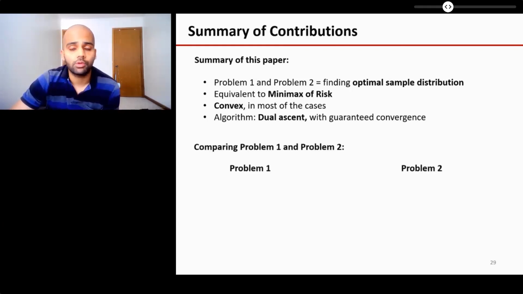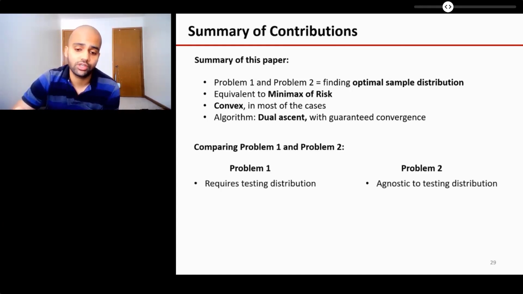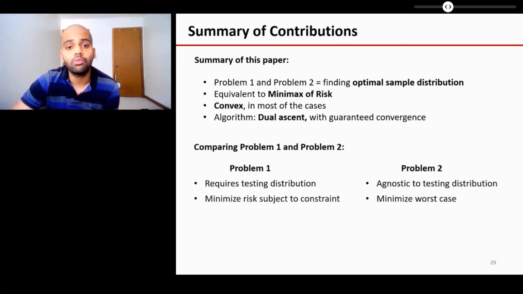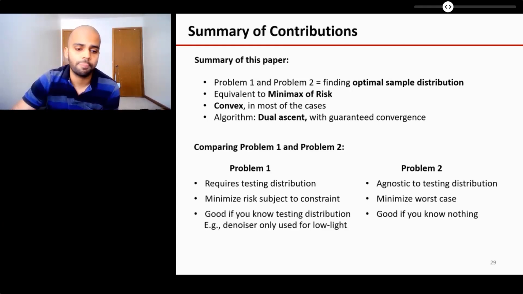Now let us compare our problem 1 and problem 2. Problem 1 requires your knowledge of the testing distribution, while your problem 2 is agnostic to the testing distribution. Problem 1 minimizes the risk with respect to a constraint epsilon, while problem 2 minimizes the worst case risk. It is better to use problem 1 if you have a rough idea of what the testing distribution is, and it's better to use problem 2 if you have no idea where the testing samples are going to come from. And therefore, your problem 2 is going to give a more conservative result.